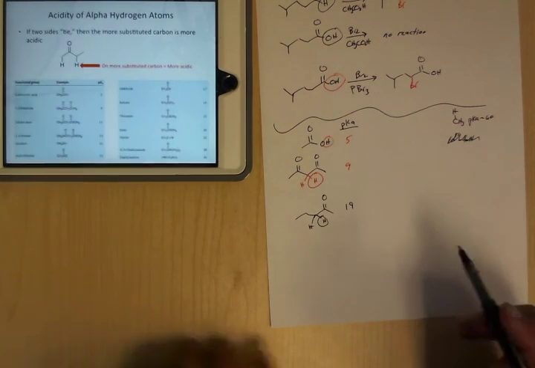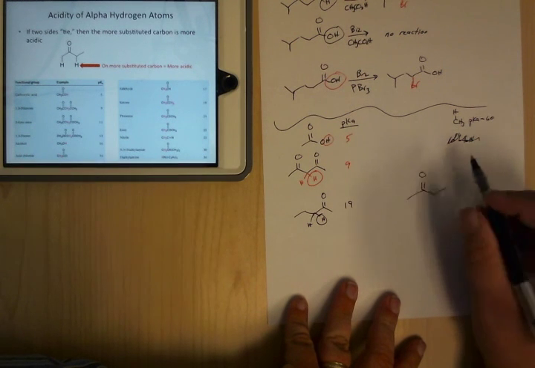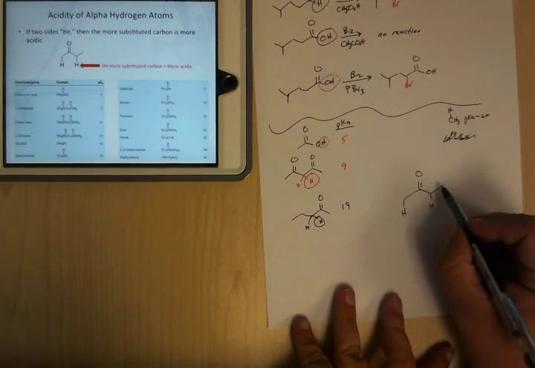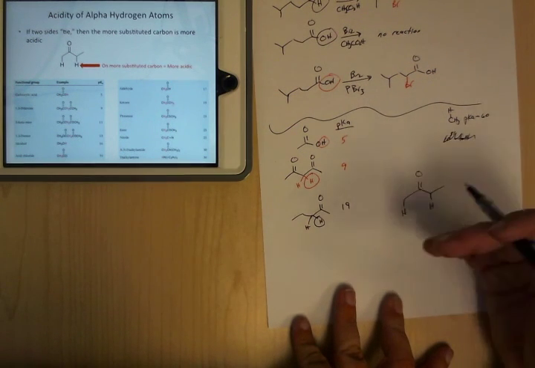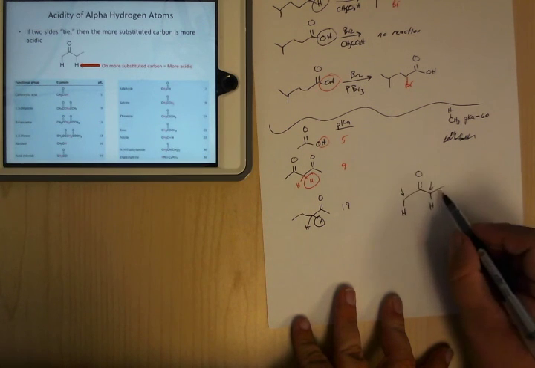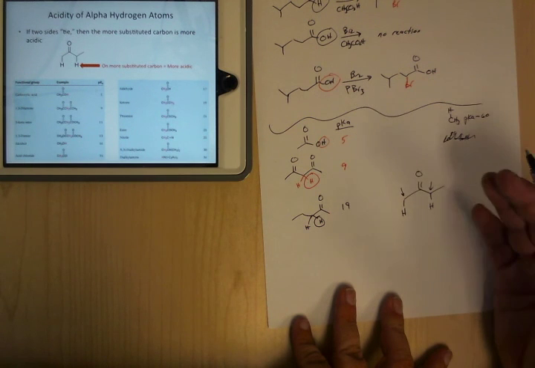Now, one of the things you have to worry about is if you have something like this, with two sets of hydrogens and there's a tie, right? The first thing you have to look at is which one's more acidic. So you're looking at here and here. They're only next to one double bond O, so that's a tie.